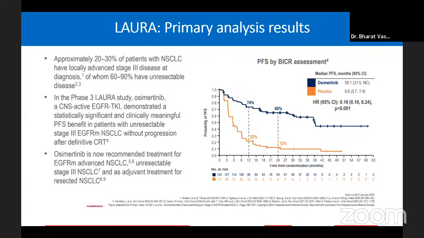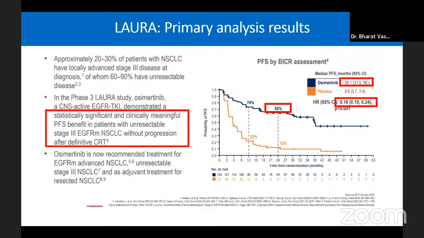So this study showed that at the end of 2 years, if you have not given osimertinib, only 13% are disease-free. These are big differences. So it is a no-brainer that you need to continue your EGFR therapy post-CTRT. This was not the primary, it was previously discussed. See the PFS, 39.1 versus 5.6, a huge benefit, an 84% reduction in the risk of progression. So you don't have to think twice when it is unresectable: CTRT, osimertinib.